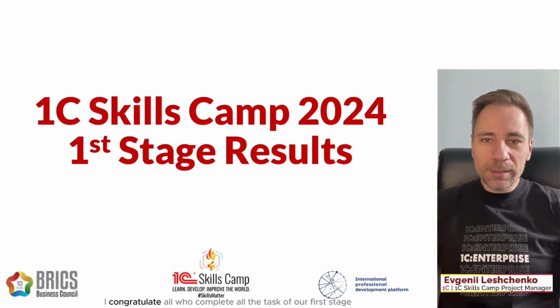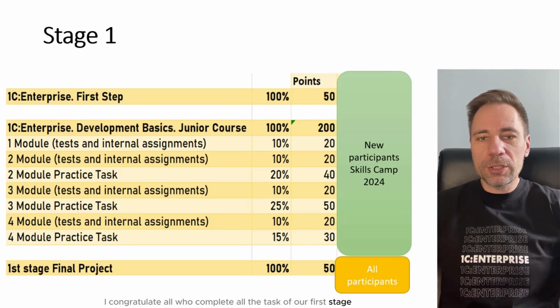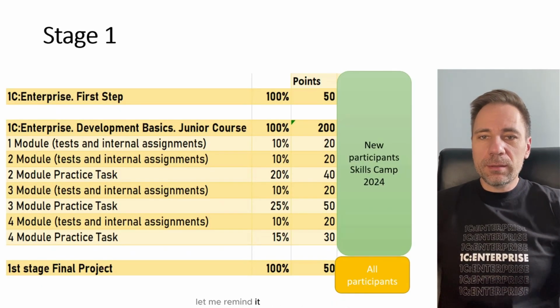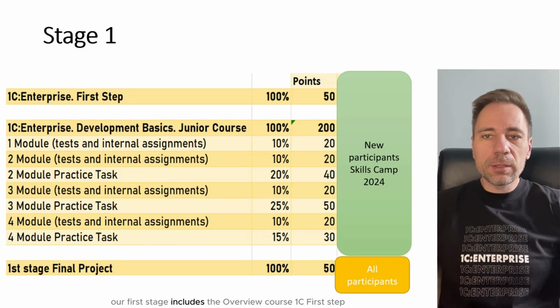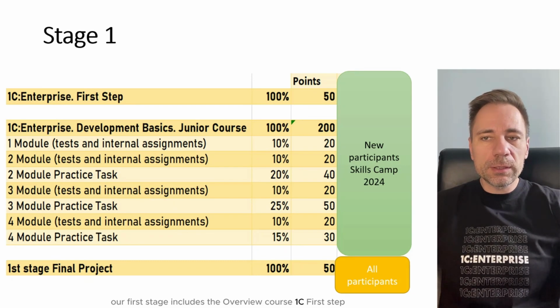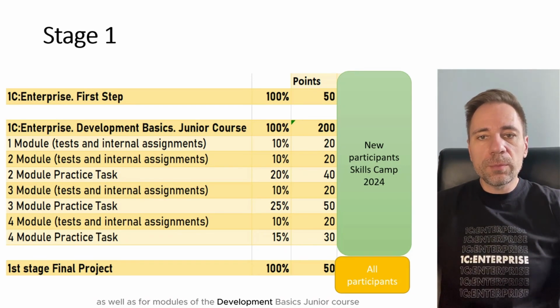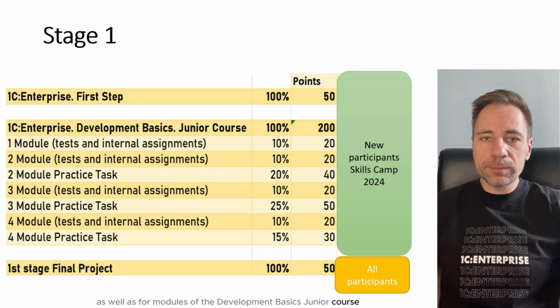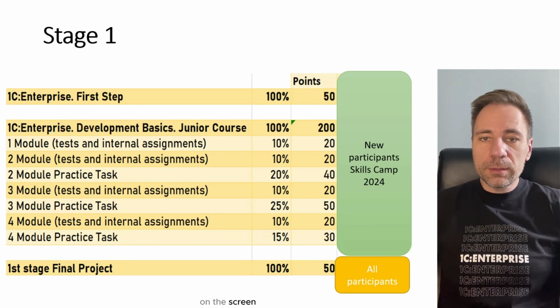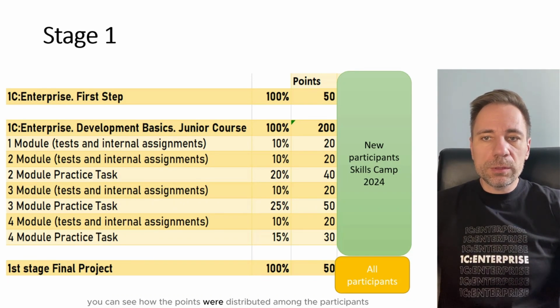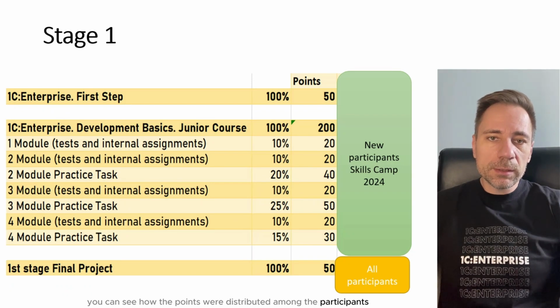I congratulate all who completed all the tasks of our first stage. Let me remind you that our first stage includes the overview course 1C First Step, as well as 4 modules of the Development Basics Junior course. On the screen you can see how the points were distributed among the participants.